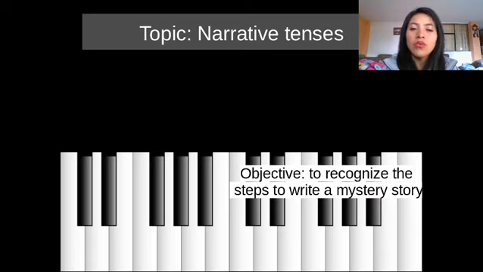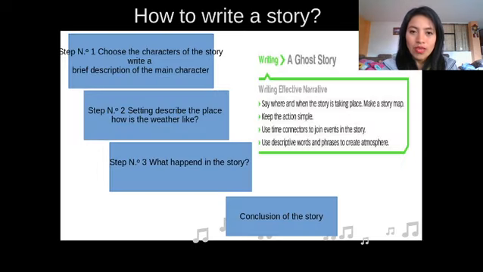Okay, do you remember what kind of tenses do you use in order to write a story? Excellent, we use simple past, past continuous, past perfect, right? Okay. And do you know what are the steps to write a story? What kind of objects or things we can use in order to make a story more interesting? Today, we are going to see that, okay?